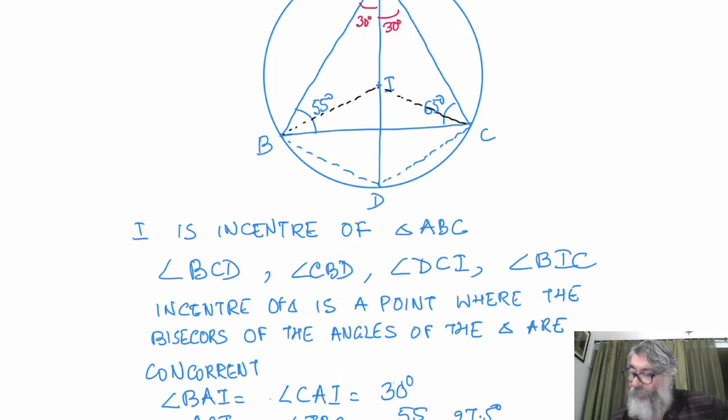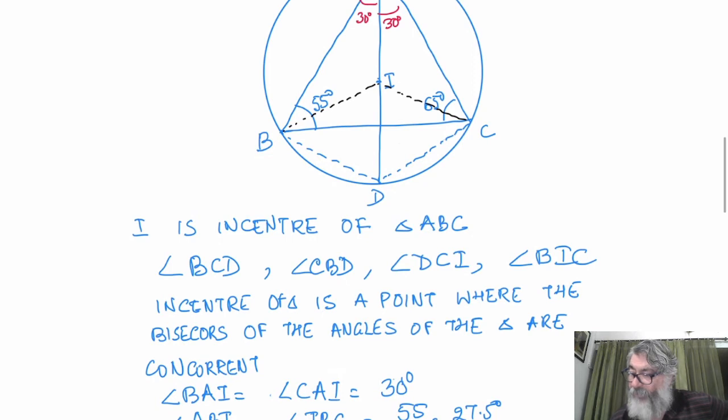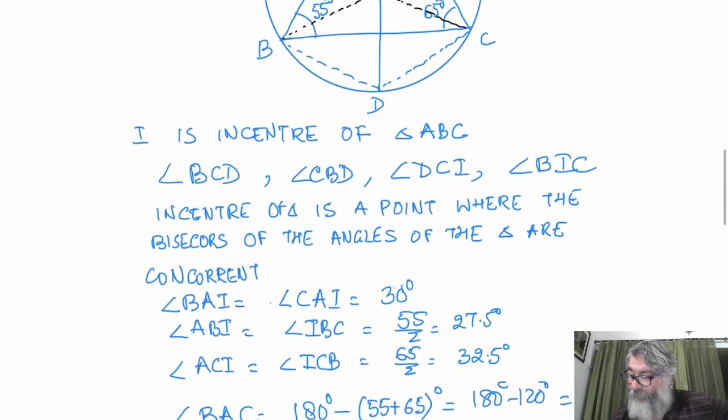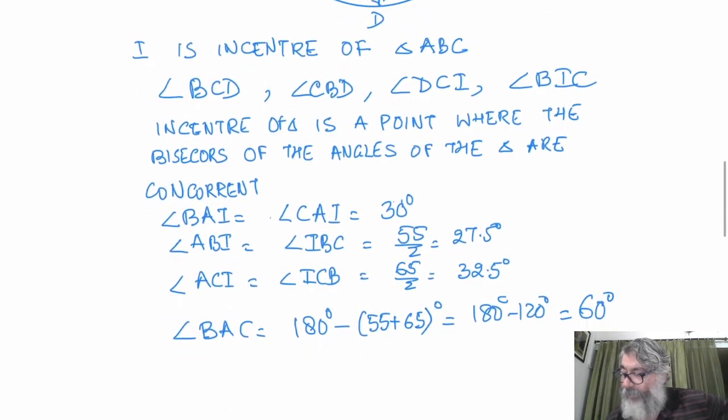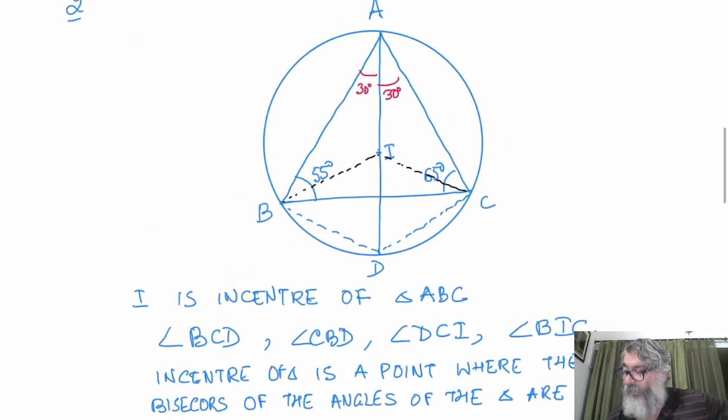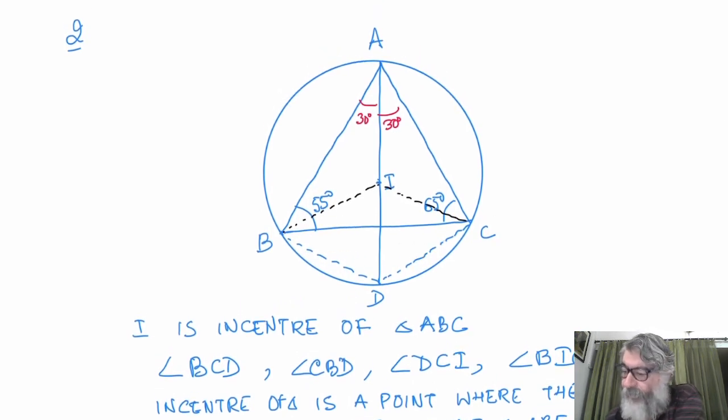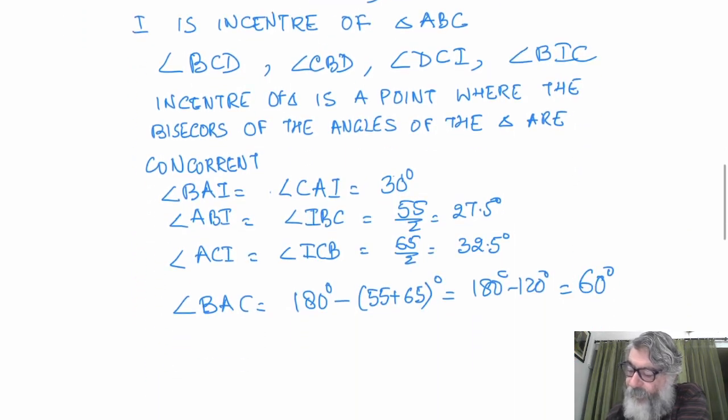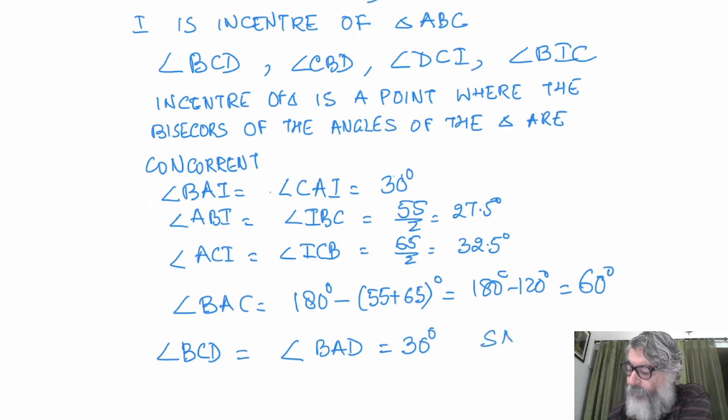Now he wants angle BCD. Angle BCD and BAD are angles in the same segment. Angle BCD will be equal to angle BAD, which will be equal to 30 degrees, by the same segment property.